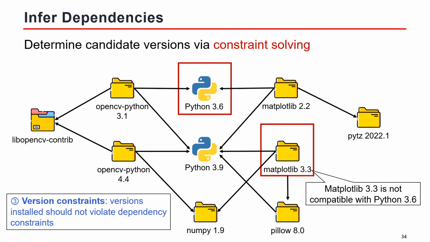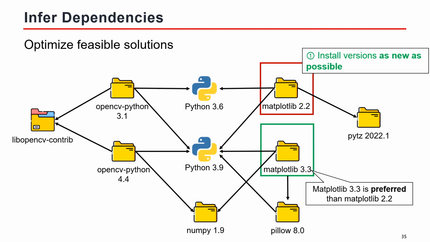And the last one, version constraint, means each installed package version should be compatible with any others depending on it. For example, one cannot install Python 3.6 and Matplotlib 3.3 at the same time because they are incompatible with each other. And to achieve the best solution, we propose 2 requirements.